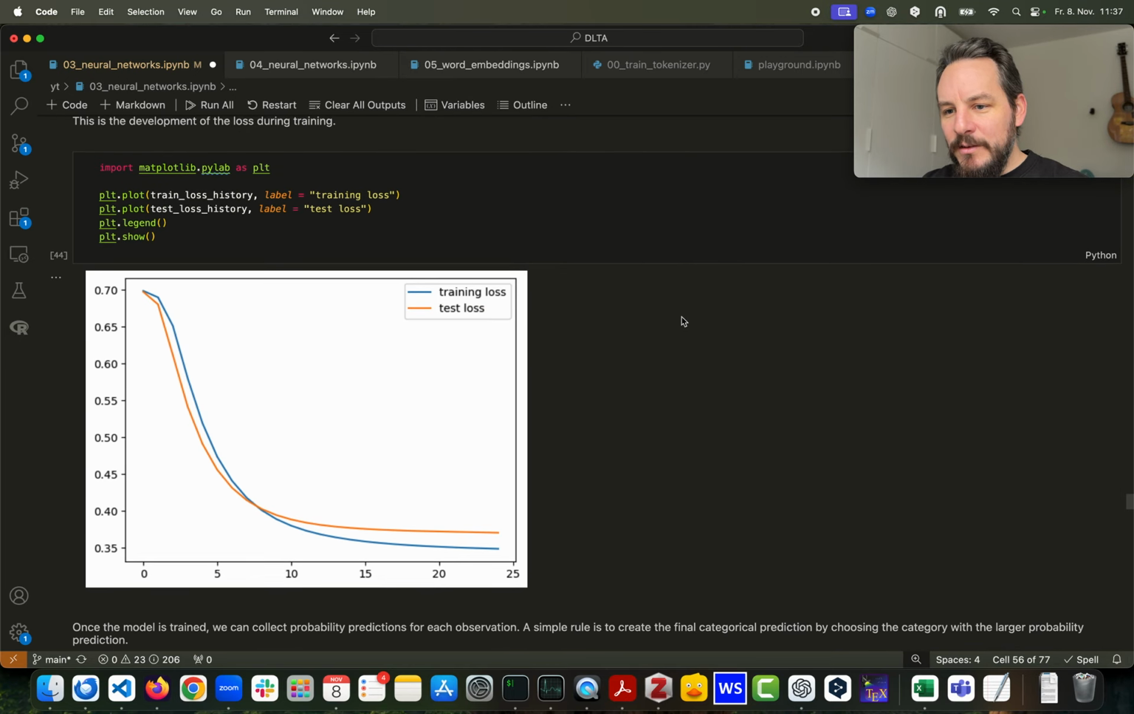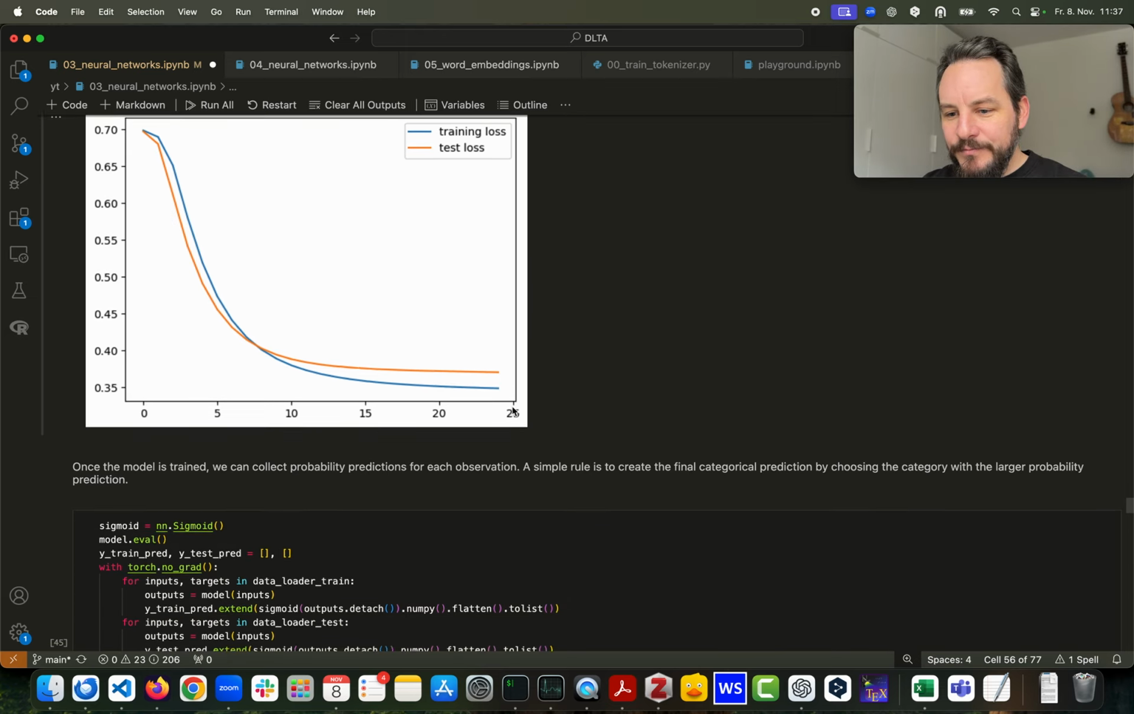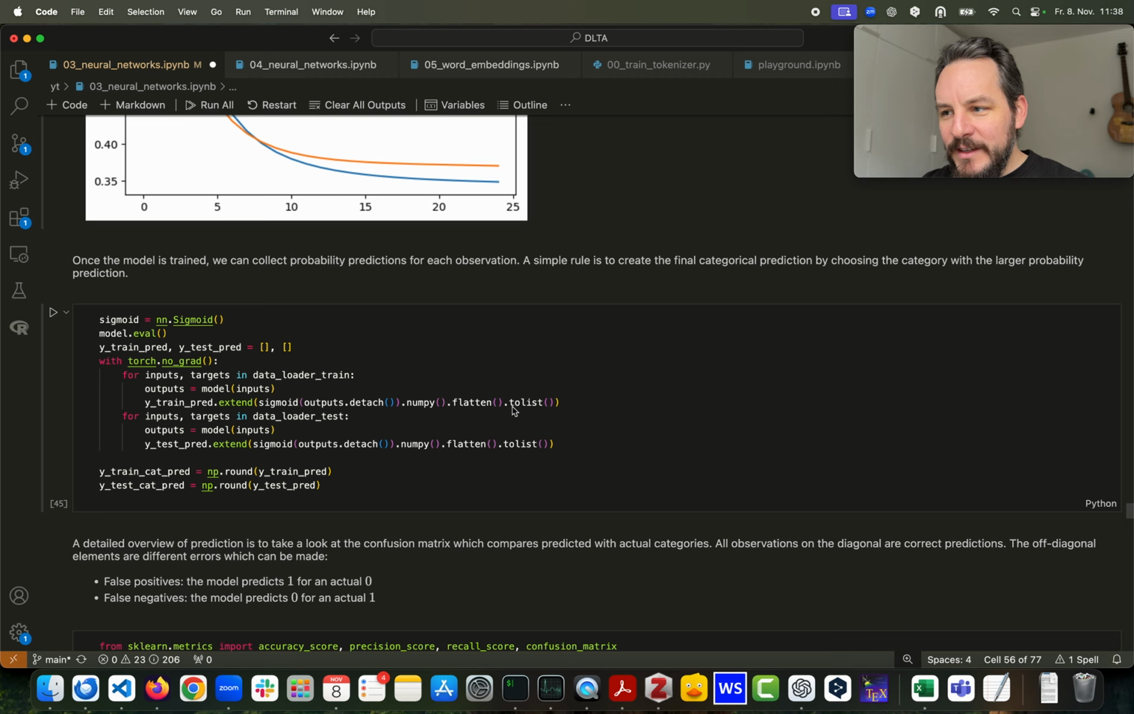And if we do this here, you can track the loss. The training and test loss look quite okay, even though it seems to overfit a little in the end here, because the training loss is smaller than the test loss.